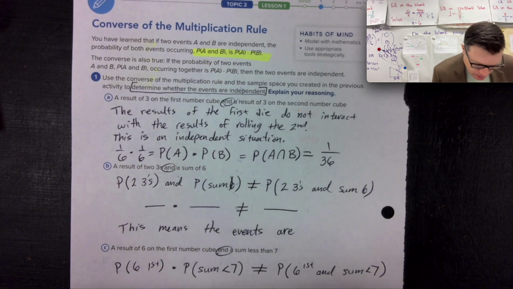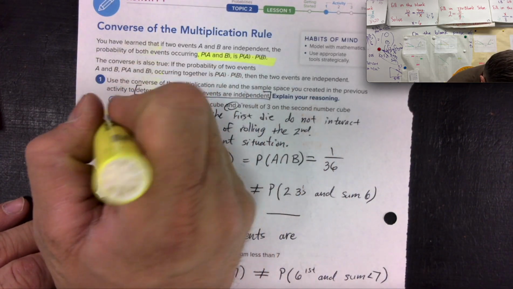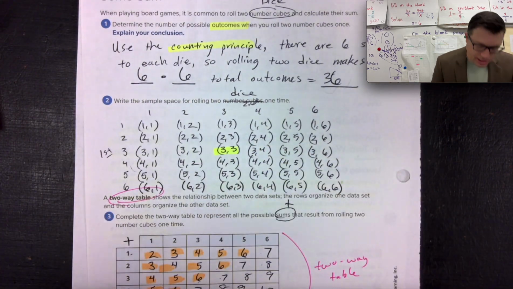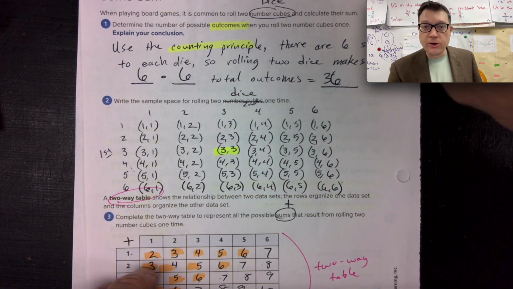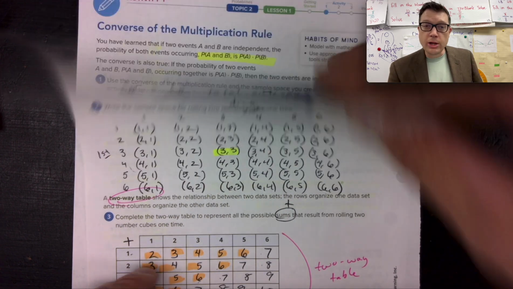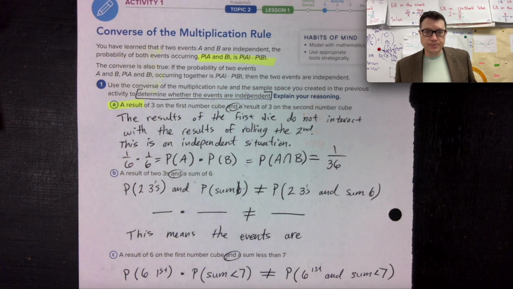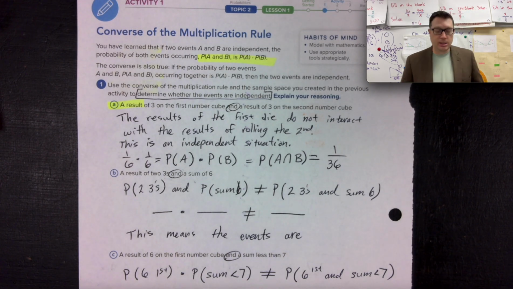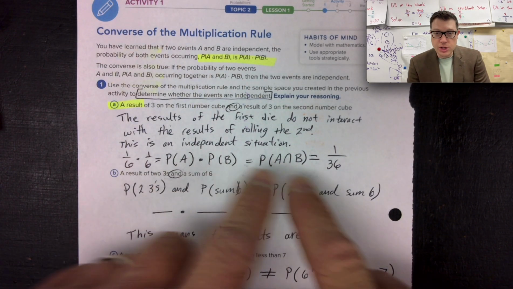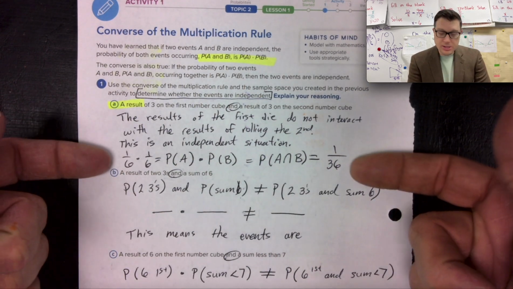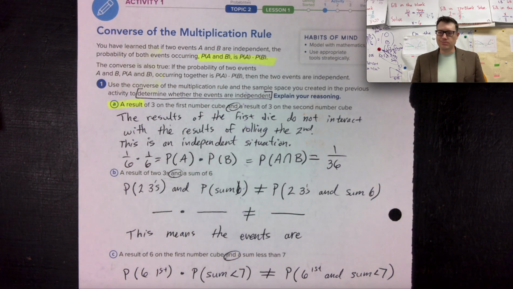Maybe it's worth a highlight. This is question 1a, so I'm going to highlight 1a there. Then I'm going to go back to the table. I'm going to highlight that's the only cell that happens to be a 3 first and a 3 second, and it's 1 out of 36 total outcomes. That's independent. That's what independent means. This half of the equation equals this half of the equation, and there's the mathematics that justifies it.